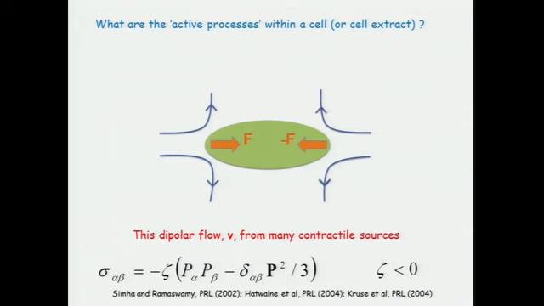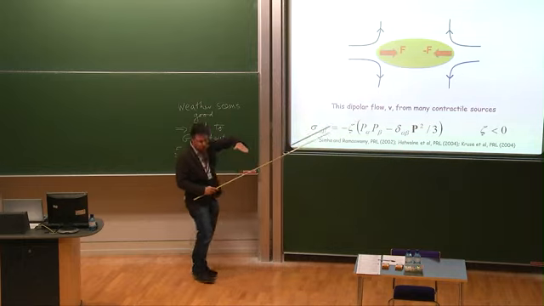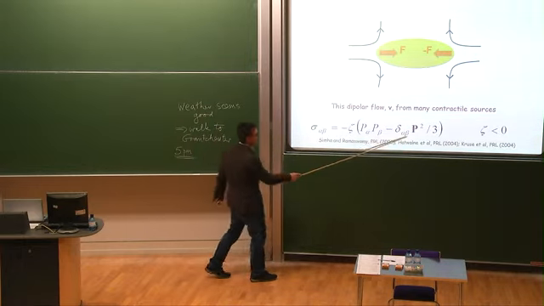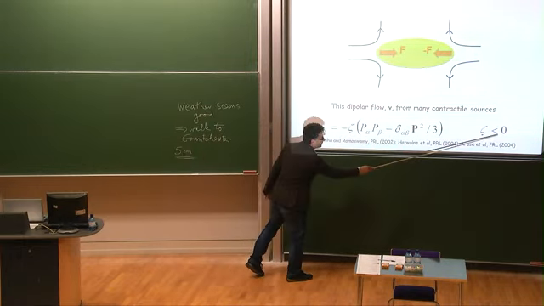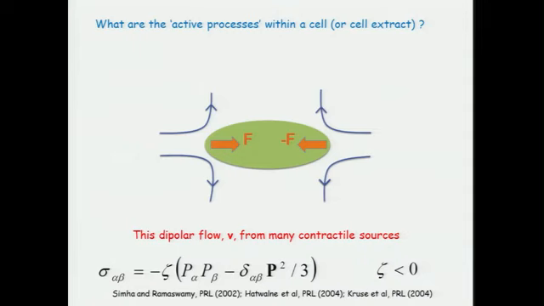This stress tensor is minus a phenomenological parameter zeta, which tells you the activity, times p_alpha p_beta, where p_alpha is the orientation of the actin fibers, plus the Kronecker delta term. Zeta is smaller than 0 for contractile fluids, like we are interested in now. That's a very important player in the physics that I will discuss. So activity comes through polymerization, but also through contractility.